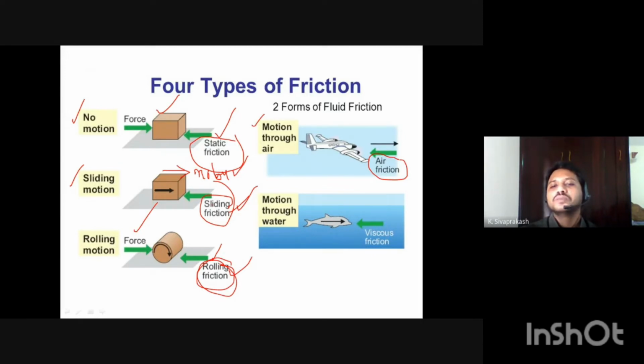The opposite force which opposes the motion of these bodies is known as a viscous friction. Why? Because the fluid develops the frictional force. Here, the opposite force is due to the fluid. Here, the opposite force is due to the air. So that's why here the friction is known as a fluid friction.